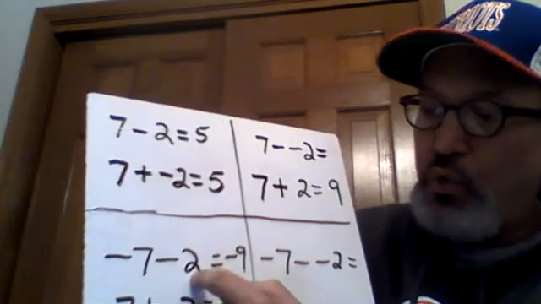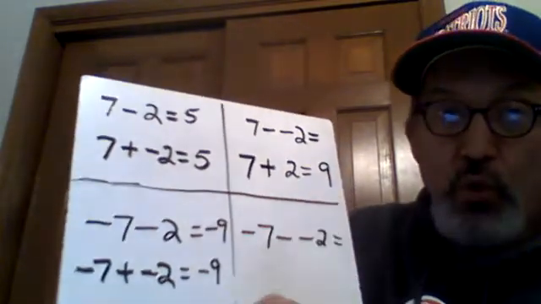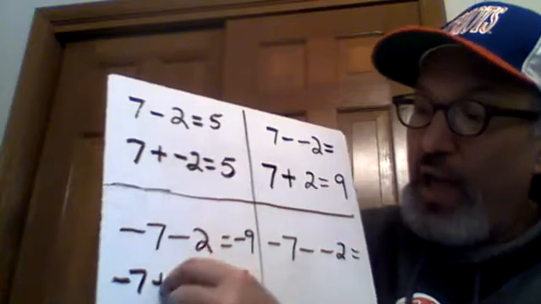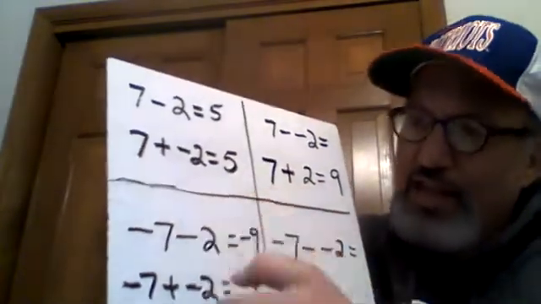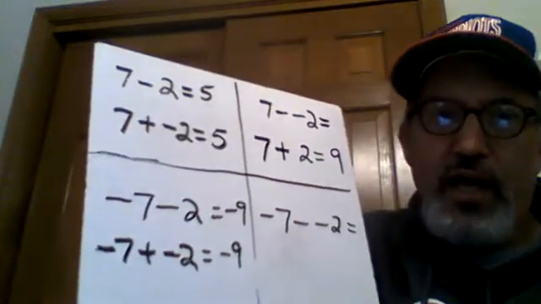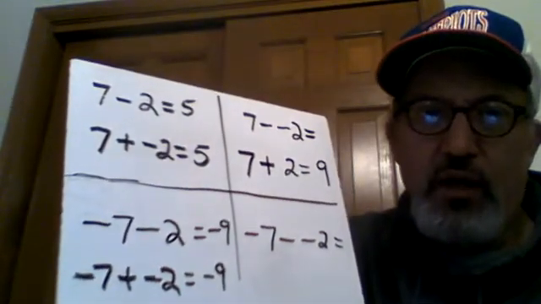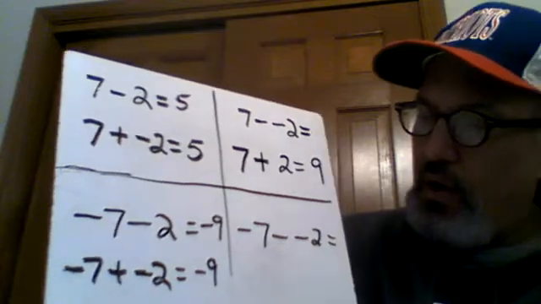To subtract 2, you add the opposite of 2. To subtract 2, you add negative 2. And this idea that it's negative 2 no matter how you look at it, I think is something you should take to heart. Now, how about this one?